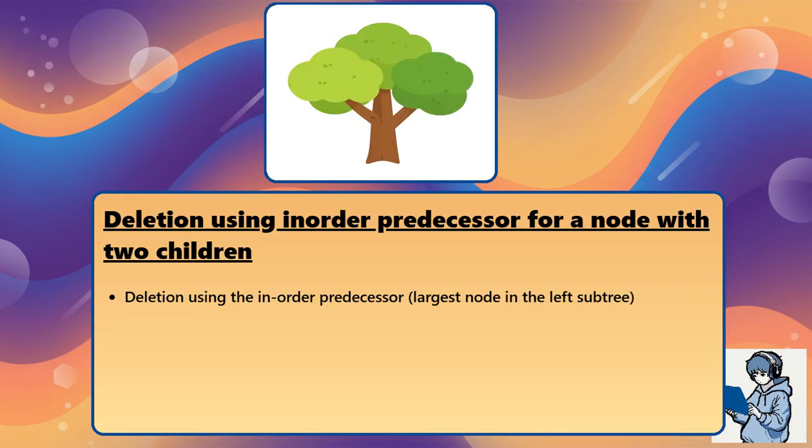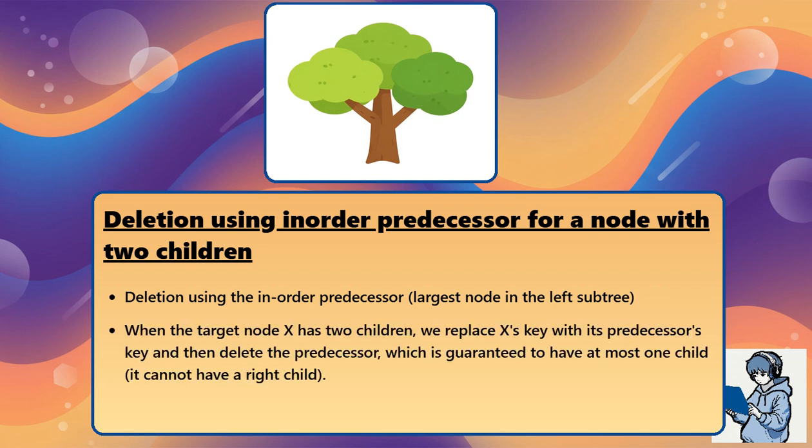Deletion using the in-order predecessor, the largest node in the left subtree. When the target node x has two children, we replace x's key with its predecessor's key and then delete the predecessor, which is guaranteed to have at most one child. It cannot have a right child.